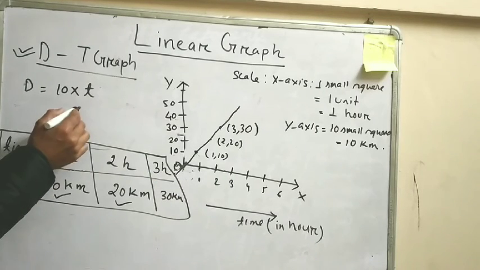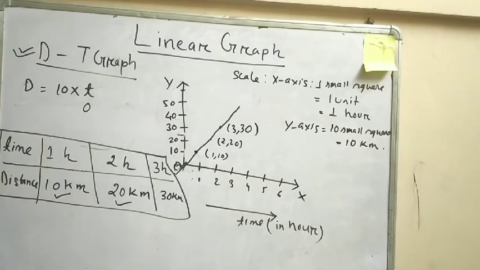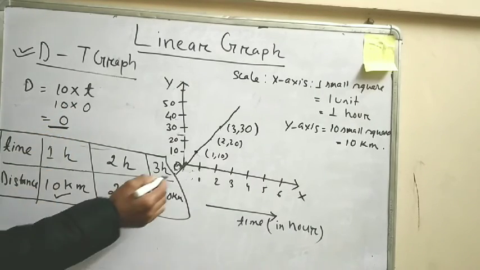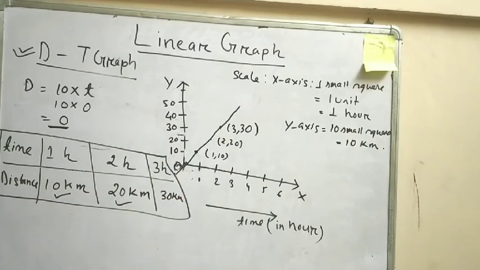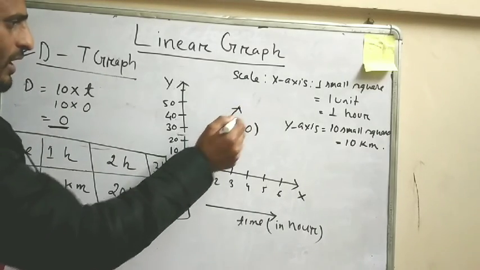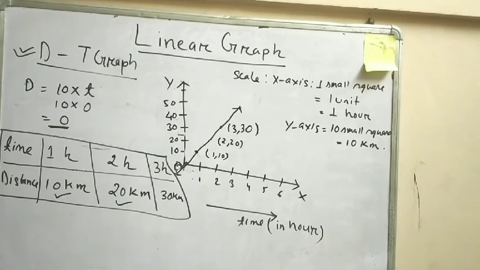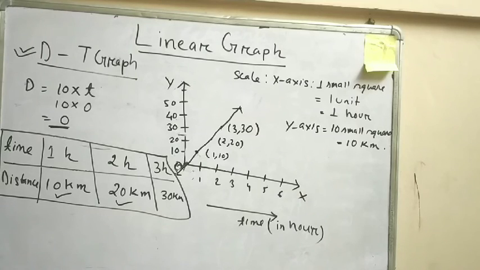See, if the time is 0 hours, then 0 multiplied by 10, the answer will be 0. So the coordinate will be (0, 0). So from this we find that the distance-time graph always gives us a linear graph. After the distance-time graph, students, we will discuss the perimeter-side graph.